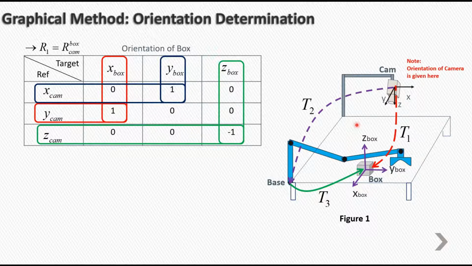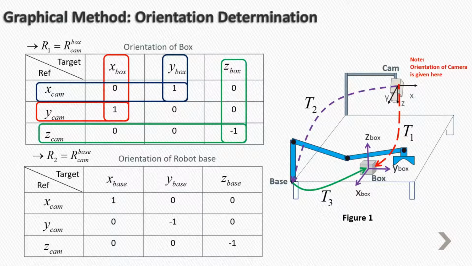Then for the base orientation we need the base to cam matrix, and we tabulate it like this. We repeat the same thing as for the orientation of the box: we need to find the non-zero coordinates between these two items. For this case, the first one we find is that x base and x cam have the same poles, so we can draw the positive x for the base like this, at this arrow.